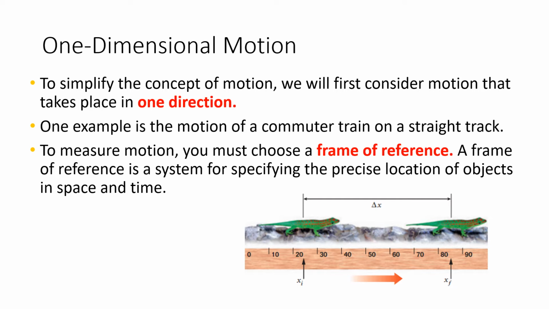A frame of reference is a system for specifying the precise location of objects in space and time. As you can see with the gecko here at the bottom, its frame of reference is from 0 to 90, it looks like, on this ruler. So that's the idea, that it's only moving in one direction. In reality, that's not the case, but to help get us started, that's what we're going to focus on.